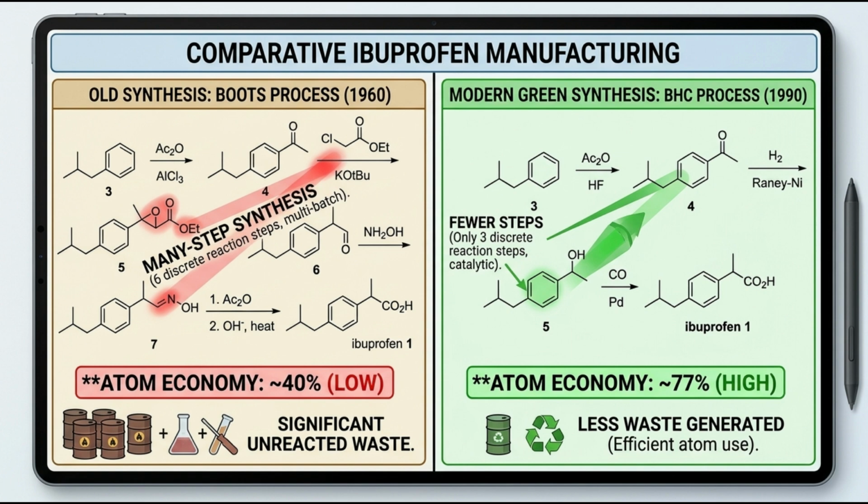In contrast, the modern process on the right streamlines the synthesis into just 3 key steps, using more efficient catalytic methods such as hydrogenation and palladium-catalyzed carbonylation. This greatly improves atom economy to about 77%, reduces byproducts, and minimizes environmental impact. Overall, the comparison highlights how green chemistry innovations can make chemical manufacturing more efficient, cost-effective, and environmentally friendly.